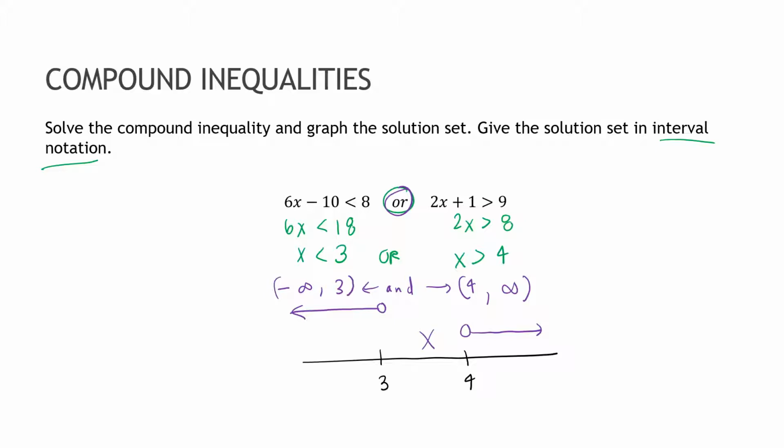And just like we would normally, "or" is union. So my solution is from negative infinity to 3 and from 4 to infinity. So we had two solution sets that were sort of separated, so I have to use union to imply that it's this one and this one.